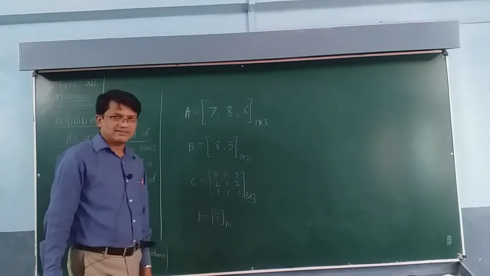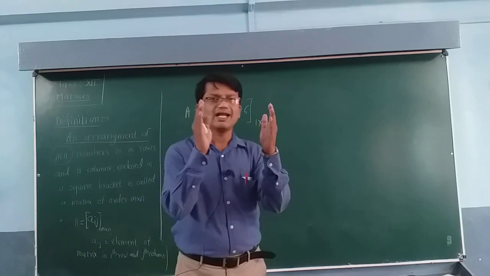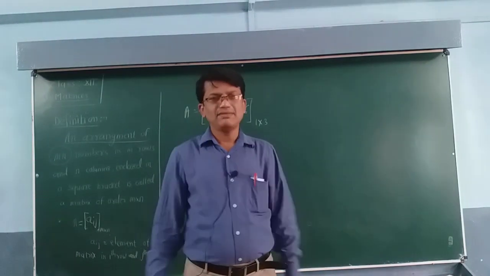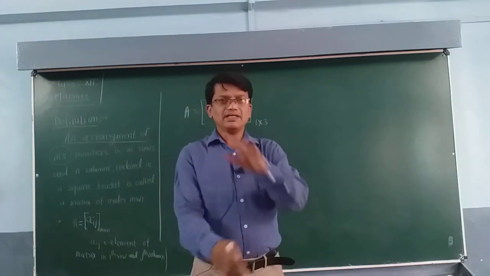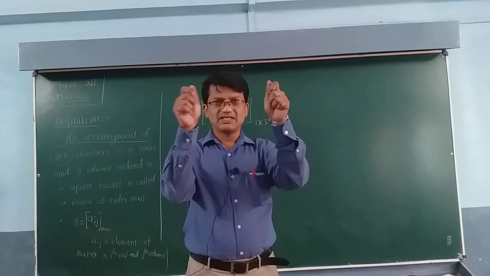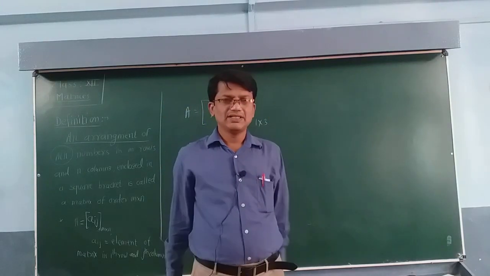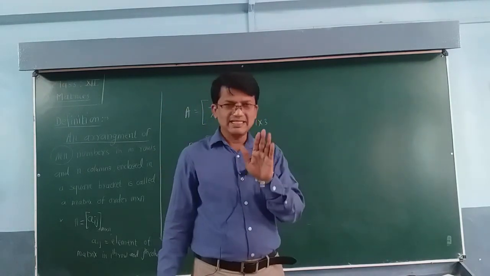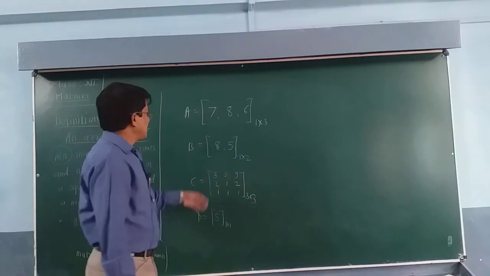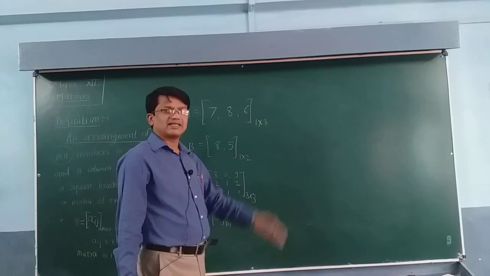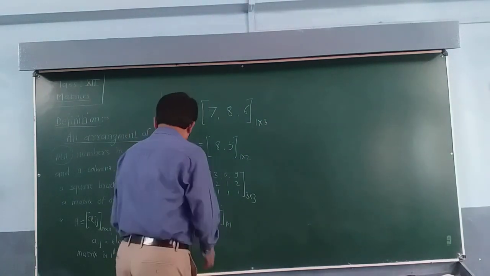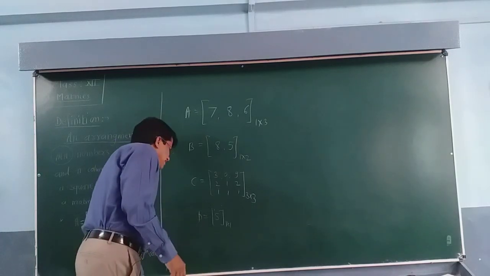So what is a matrix? Matrix is nothing but the arrangement of given real numbers or complex numbers in rows and columns enclosed between a bracket. The matrix is denoted by using capital letters and the elements in it we can represent by small letters. Okay, this is about the matrix.